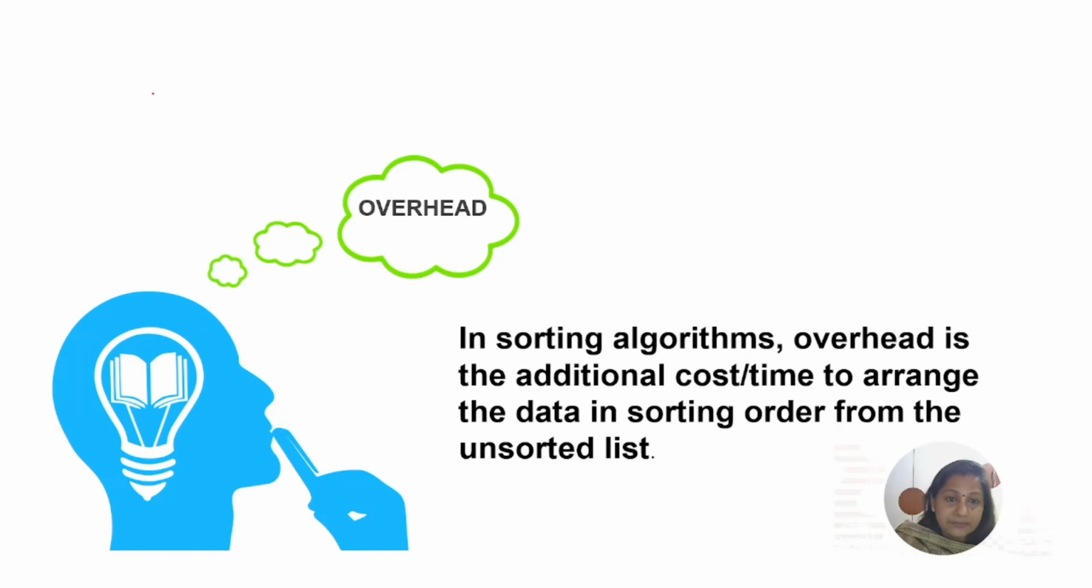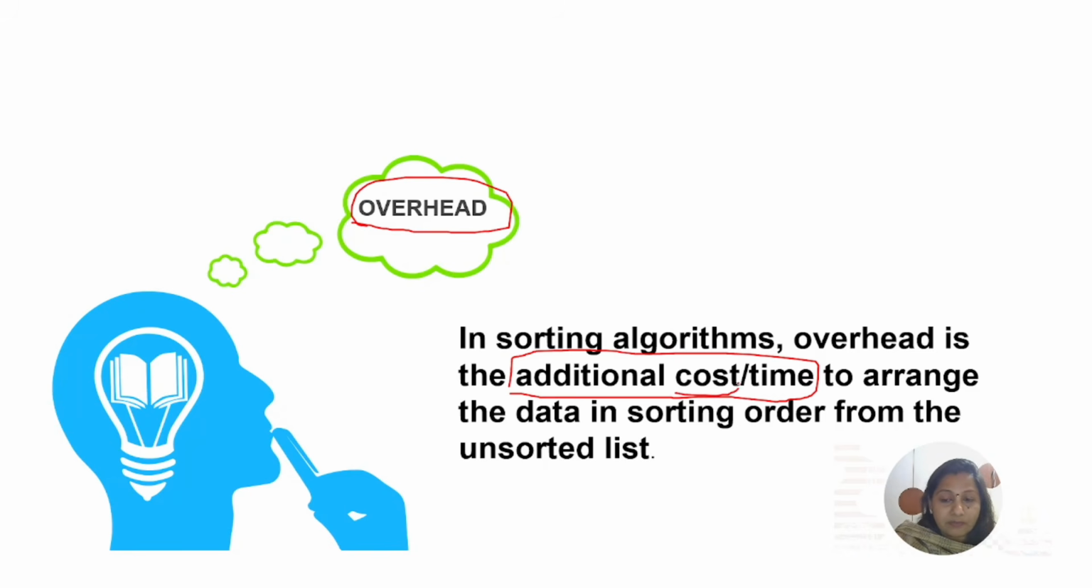And the next concept is overhead. What is the meaning of overhead? In a sorting algorithm, overhead is the additional cost or time. This is a very important keyword. For example, when you want to arrange the data in sorted order from the unsorted list, there is a particular time the program has to execute to find the sorting order. Okay, but in case the program is taking extra, additional time to sort out this order, then that additional cost or time we can call an overhead.